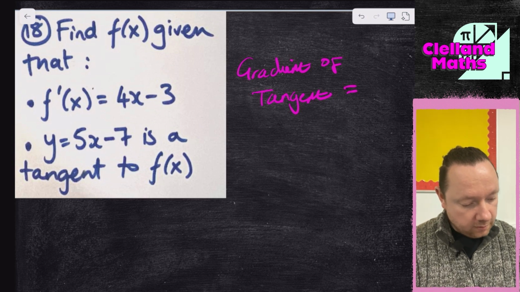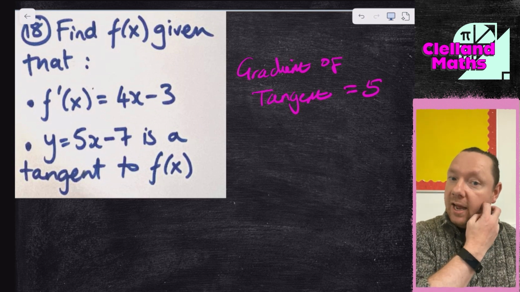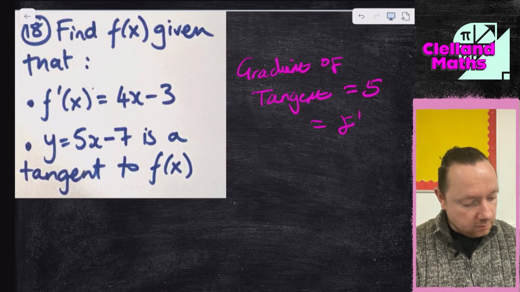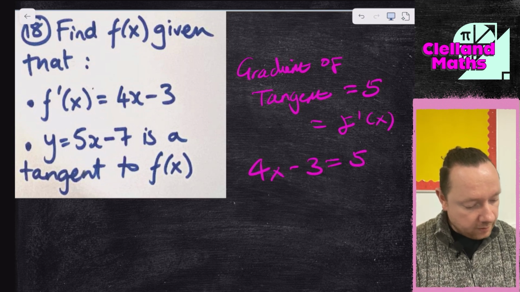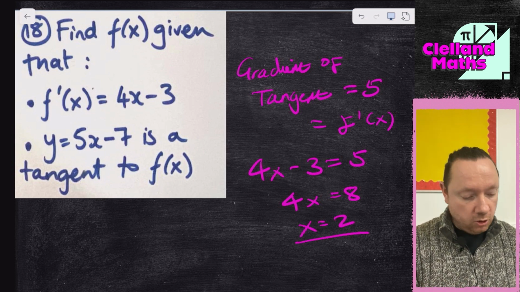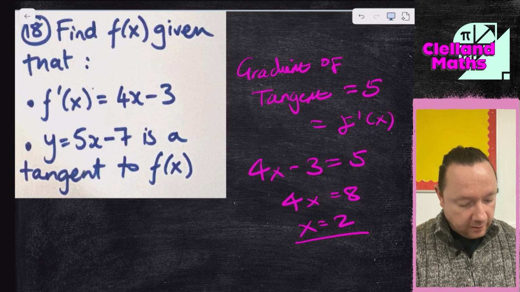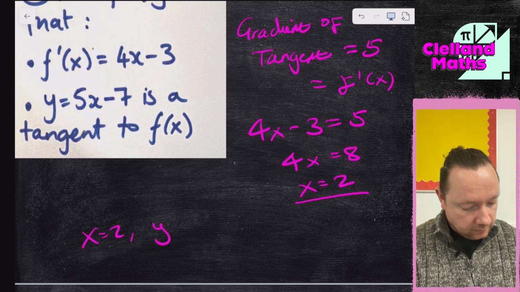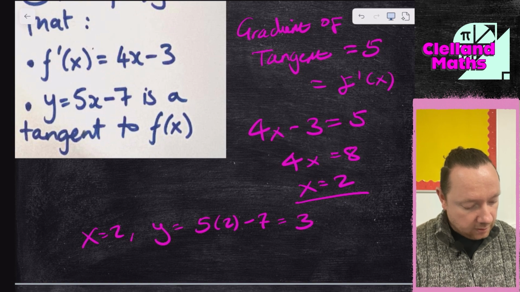equals 5, because y equals 5x minus 7, the number in front of x is the gradient, but f dash x is also the gradient of the tangent. So in other words, 4x minus 3 equals 5. So 4x equals 8, so x equals 2. So we've got x equals 2 as the x point of contact. So when x equals 2, I can work out y. 5 times 2 minus 7, which equals 10 minus 7 is 3. So 2, 3 is the point of intersection.